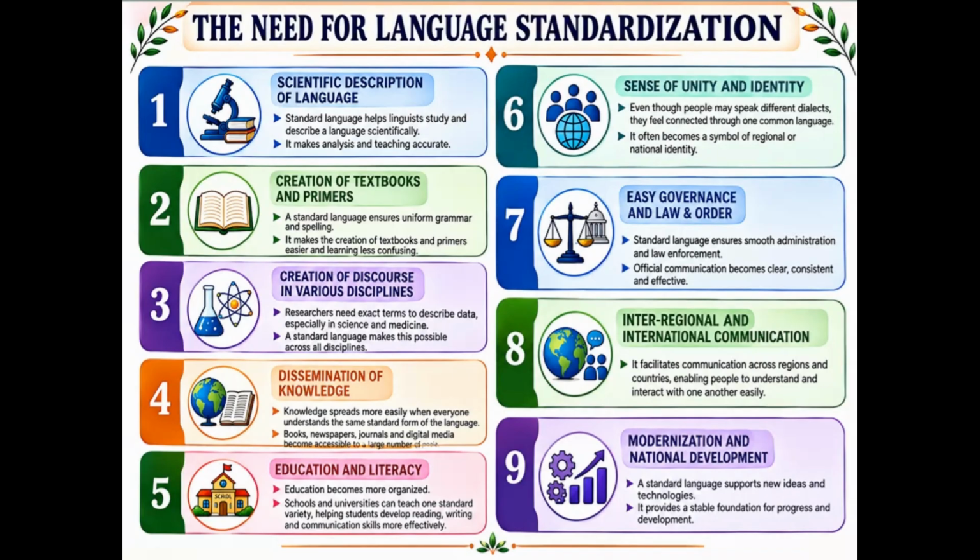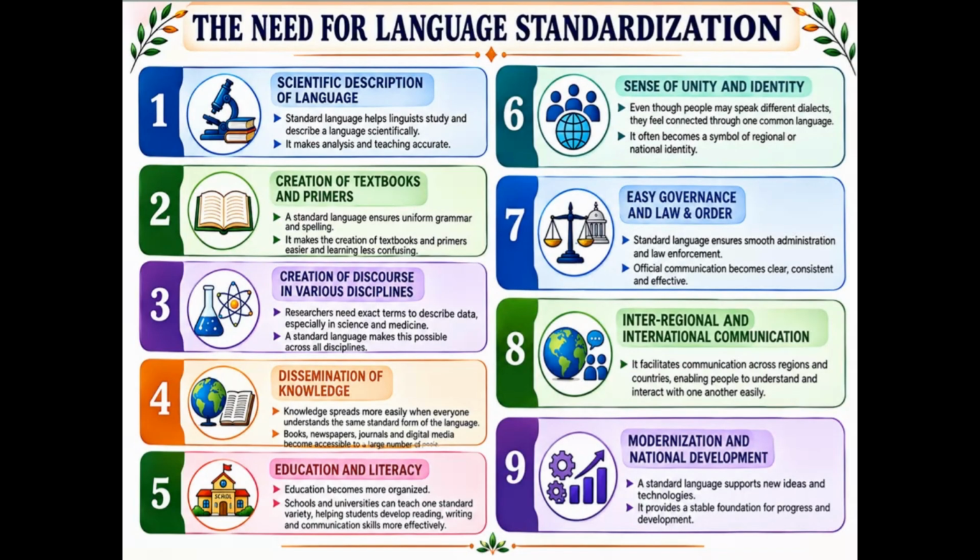Creation of discourse in various disciplines. Researchers need exact terms or terminology to describe data, especially in science and medicine. That is possible when we use the standard language. It applies to all other disciplines also. Next is dissemination of knowledge, that is sharing. Knowledge can spread more easily when everyone understands the same standard form of the language. Books, newspapers, journals and digital media become accessible to a large number of people. And it is possible through standardization of language.